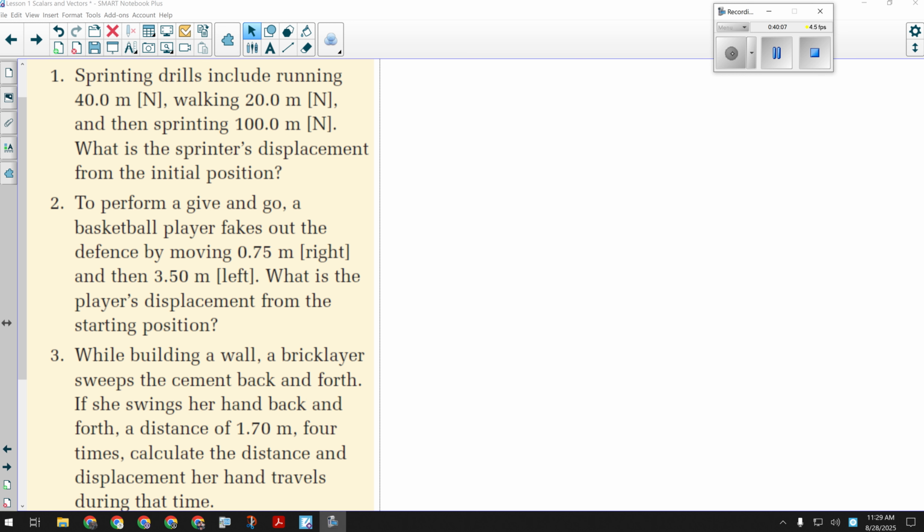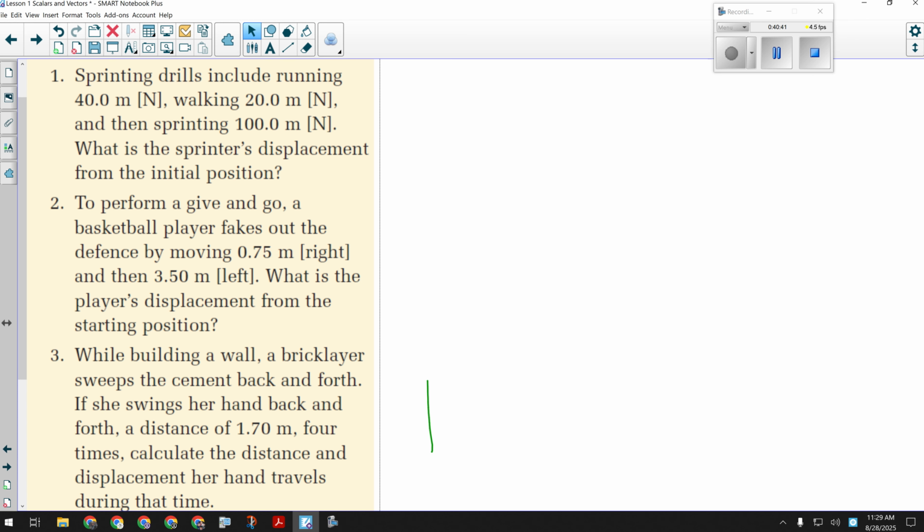All right, on number 1, they want to know the sprinter's displacement from their initial position. So if they go 40 meters north and then 20 meters north, and then 100 meters north, it's all north. So I can make all of them positive and just do what with them? Add them together. Pretty simple one, right? I just have to say it's 160 meters. What do I need to put on the end of that? 160 meters north. That would be their total displacement for that one.